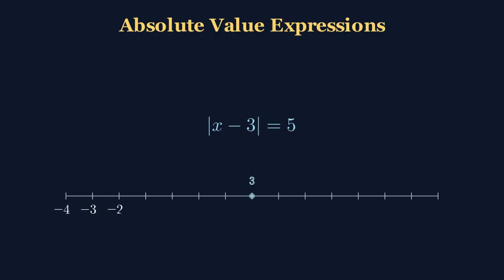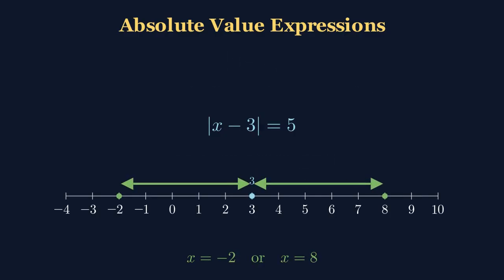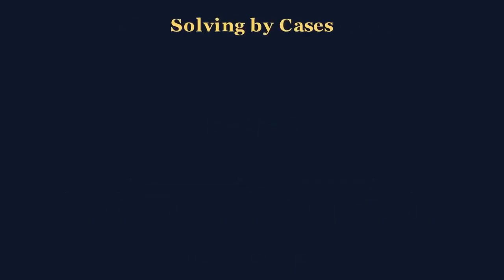Starting at 3, move 5 units to the left and 5 units to the right. 5 units left gives negative 2. 5 units right gives 8. That means the two solutions are x equals negative 2 or x equals 8. Notice that one absolute value equation often gives two possible answers.